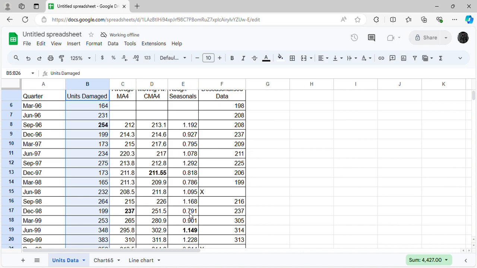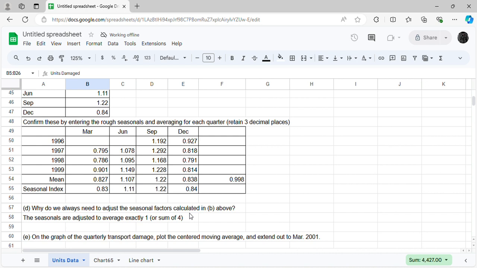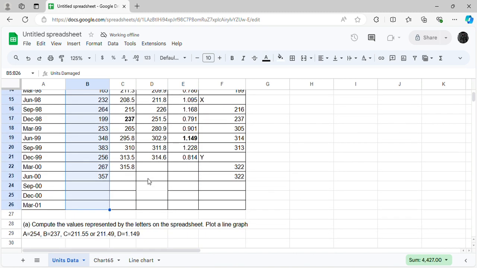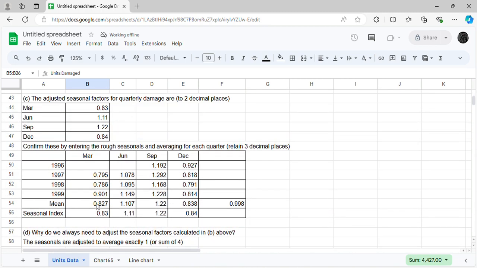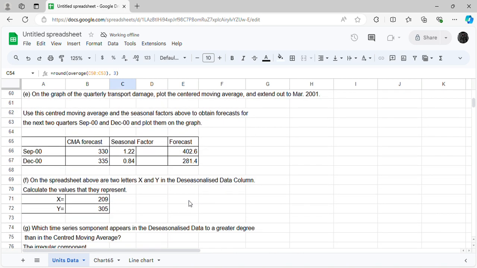Okay, and same for 1999. So we fill the values for March, June, September, December. And then we calculate the average of each of these quarters. So for March, we calculate the average. For June, we calculate the average. And for September, we calculate the average. For December, we calculate the average.